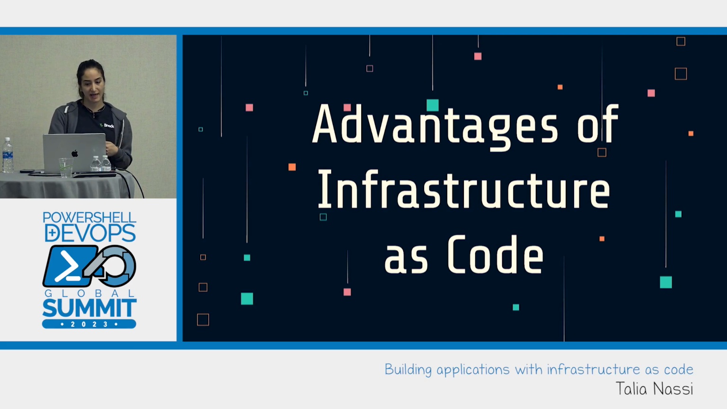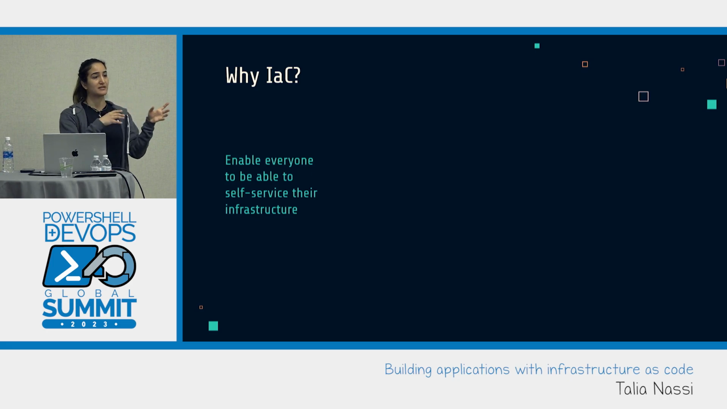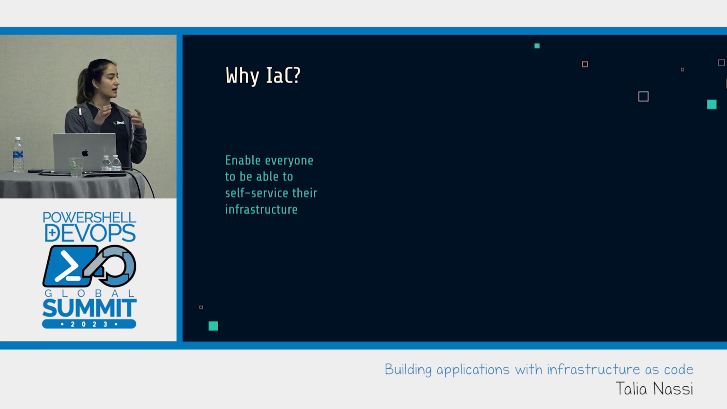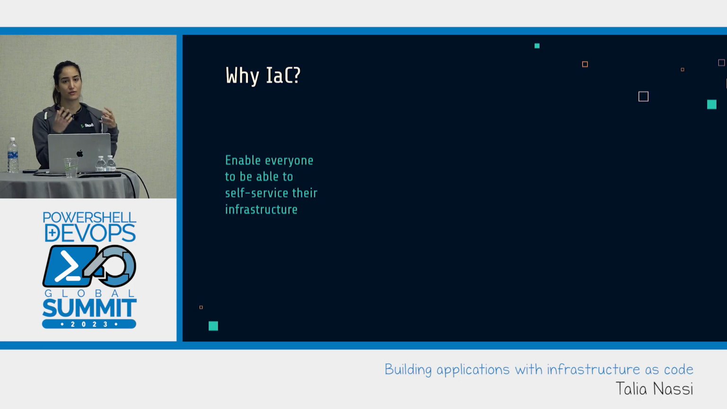Okay, so let's recap the advantages of infrastructure as code, and then we'll do a quick demo. Infrastructure as code enables everybody, regardless of your DevOps experience, to be able to self-service their infrastructure. So if I'm a developer and I need to work on specific resources, I can create those on my own, or I can go in and have someone create a module for me. So it makes the self-service process of your infrastructure really great.